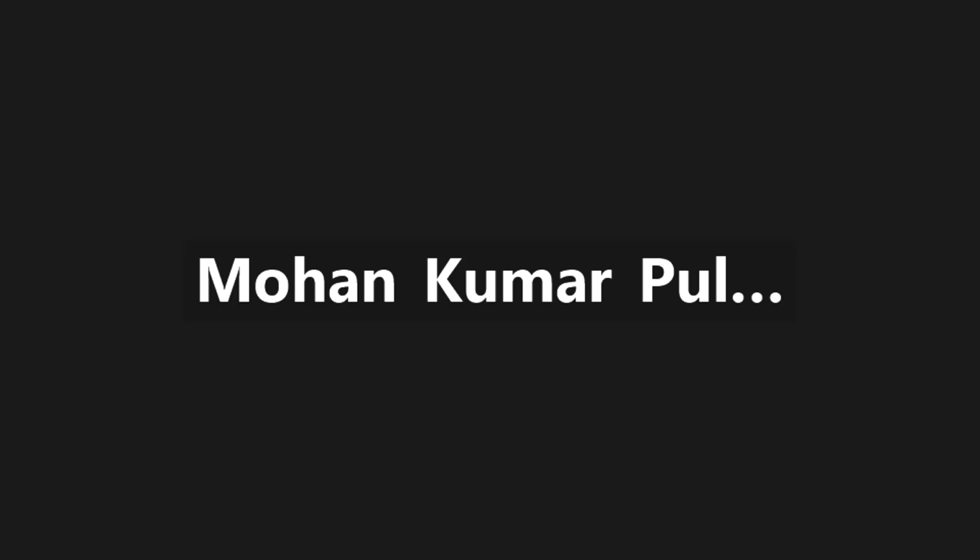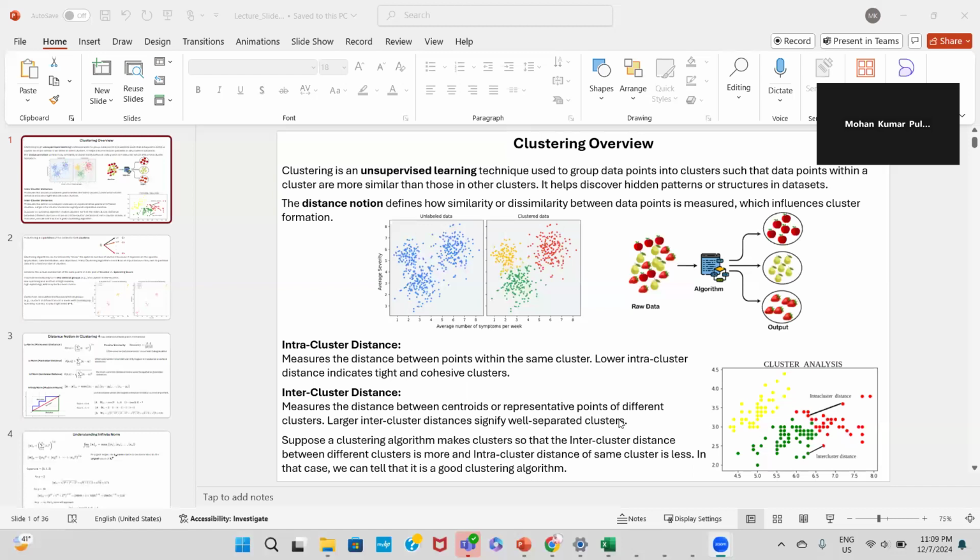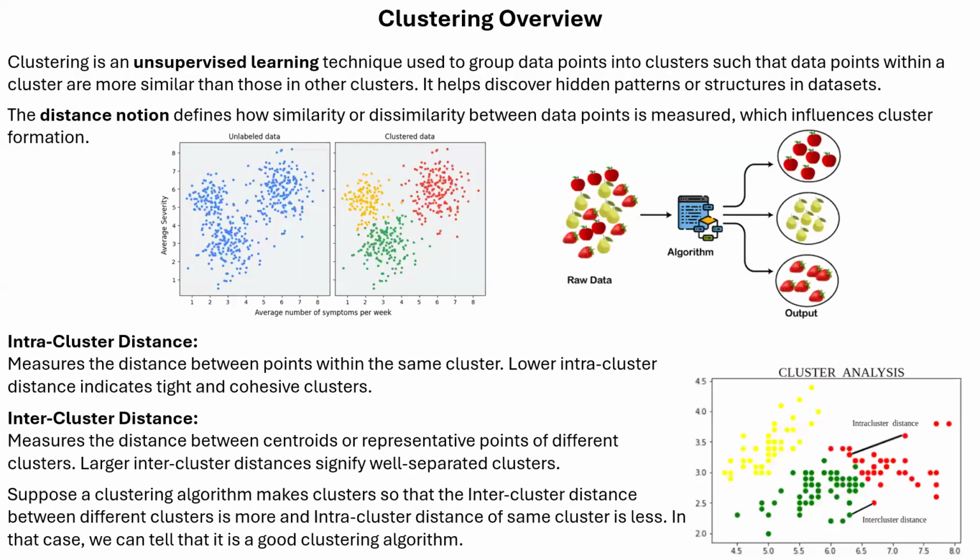So far we have learned about supervised learning. In supervised learning, we technically give labels to the values or the records. Those labels will guide the model to train.